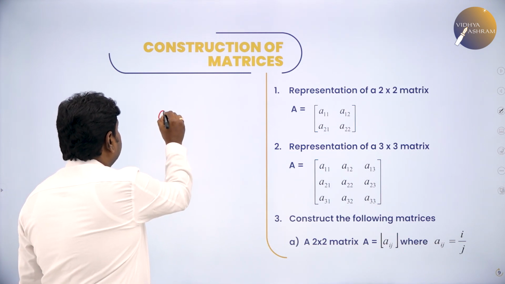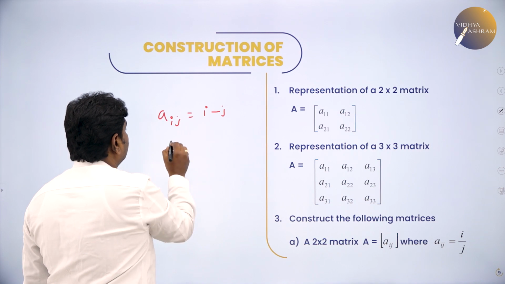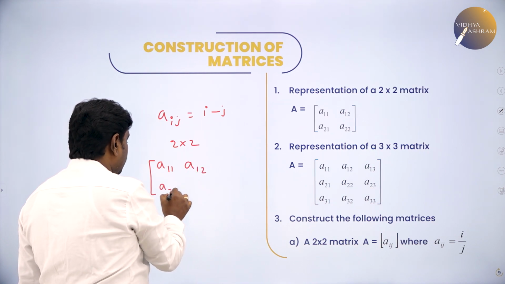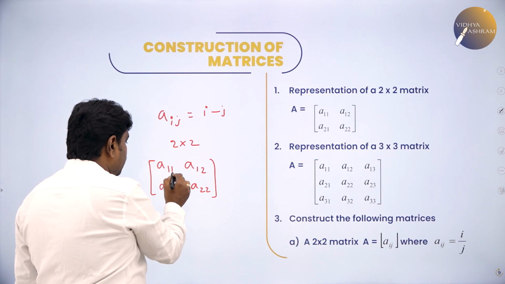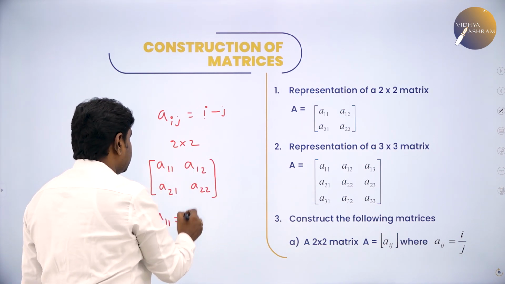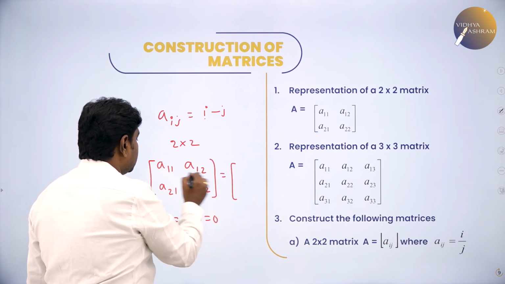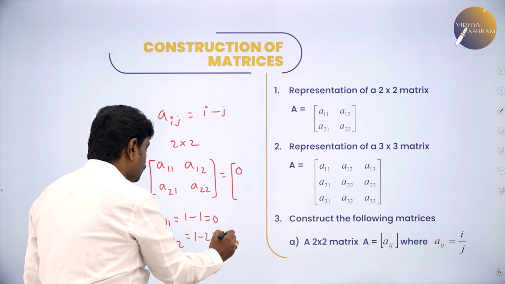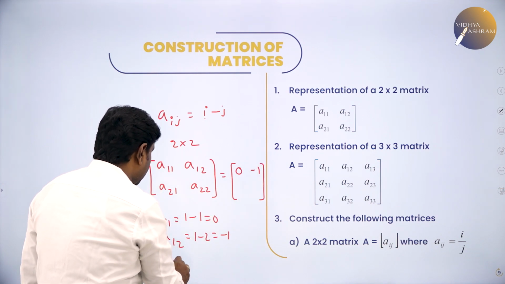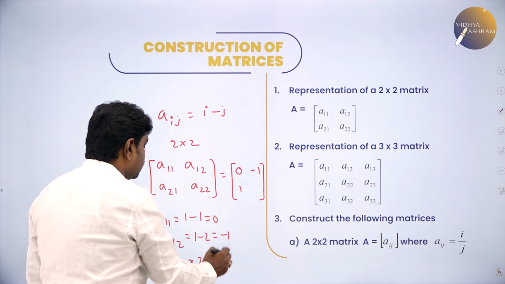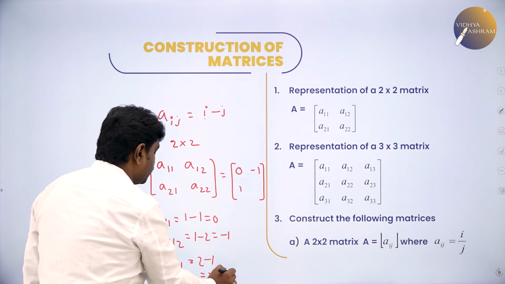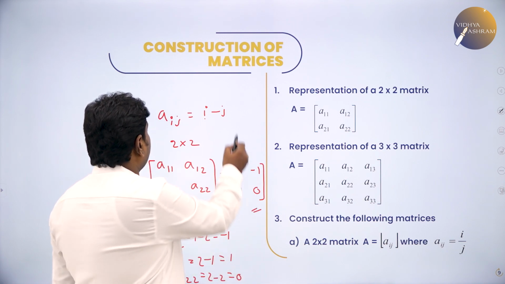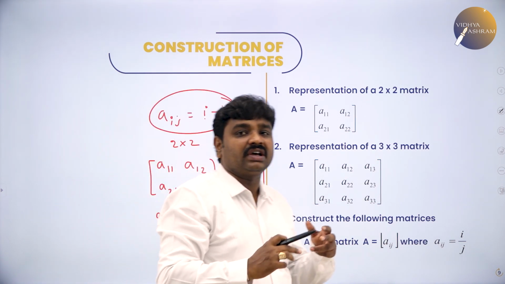Suppose if they give Aij is equal to i minus j, simple. They want 2 cross 2. So 2 cross 2 means what? A11, A12, A21, A22. Now A11 means i is 1, j is 1. What is the formula? i minus j. 1 minus 1, 0. So A11 is 0. And A12 means i is 1 and j is 2, 1 minus 2. What is 1 minus 2? Minus 1. And further, A21 is 2 minus 1. What is 2 minus 1? 1. Then A22, 2 minus 2. What is 2 minus 2? 0. So we got the elements. This is the matrix. Like this, they'll give the formula and you have to apply. This is how we'll construct the matrix.